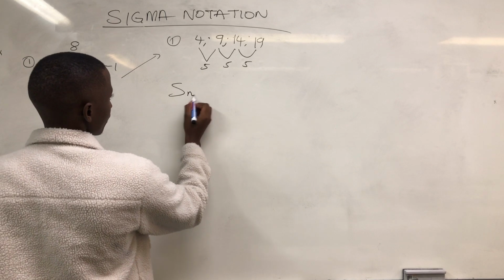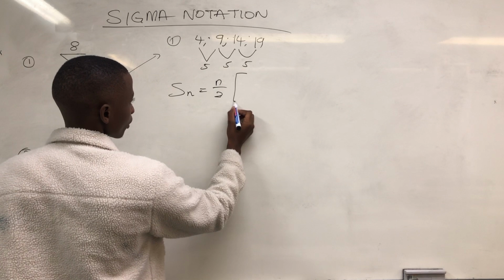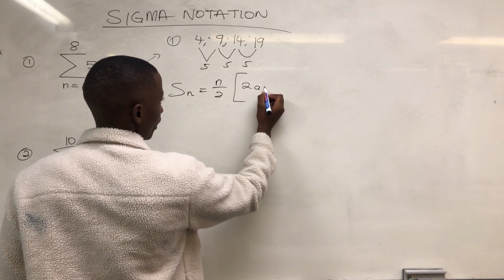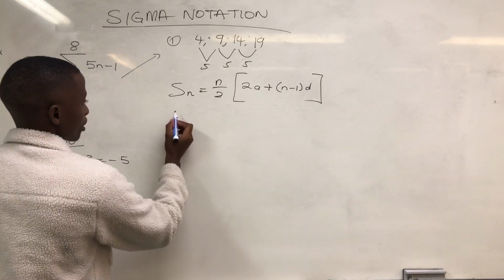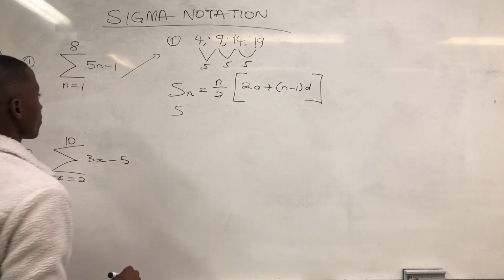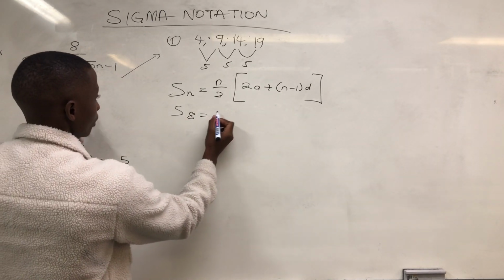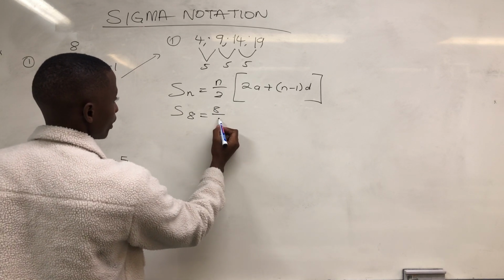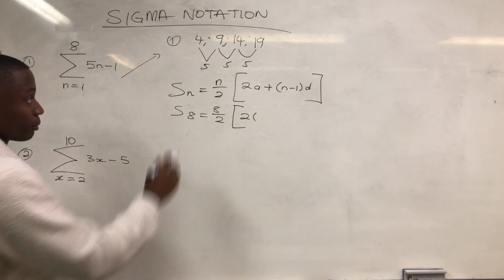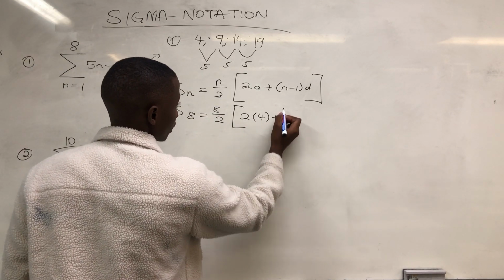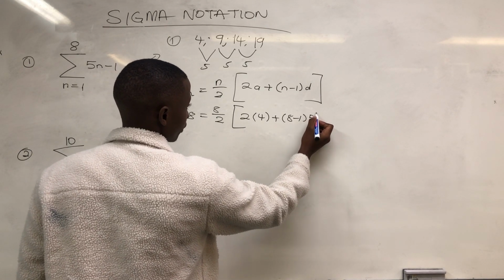So the sum is n over 2, 2a plus (n minus 1)d, okay? Alright, the sum of how many terms? Of the 8 terms, okay? Sum of 8 terms is equal to 8 over 2, 2 times the very first term. The very first term is 4, plus n, which is 8 minus 1, the difference is 5.